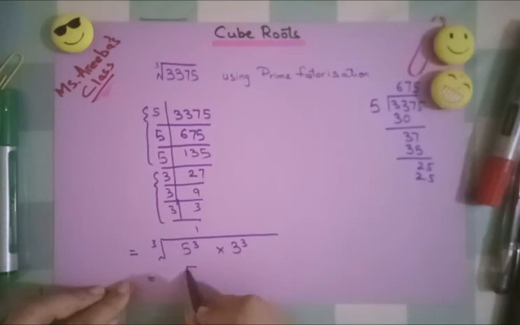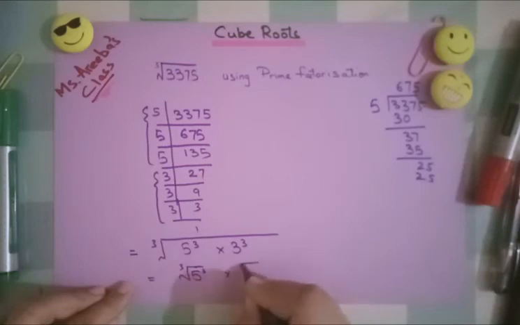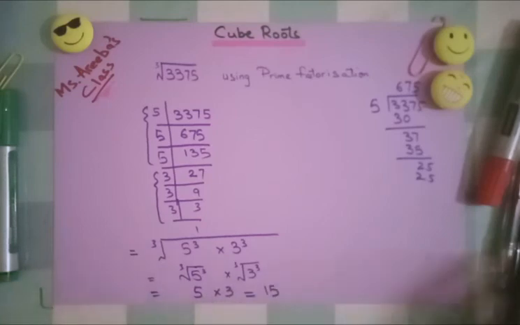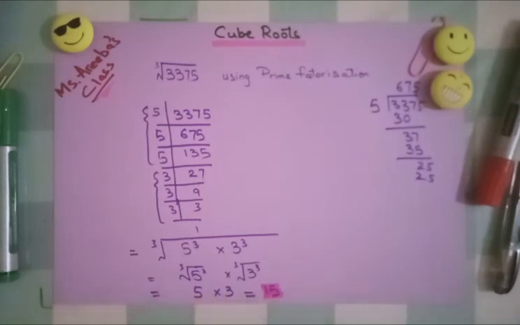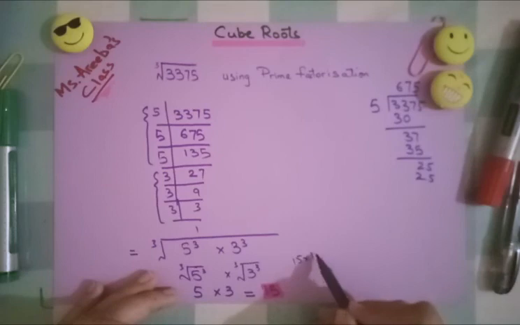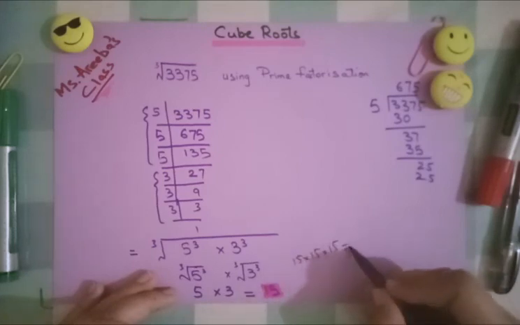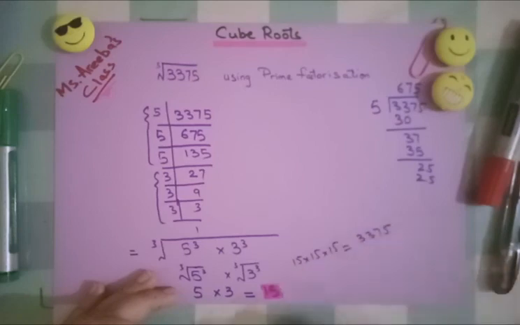In the next step, I will separate them: cube root of 5 cube multiplied by cube root of 3 cube, and they are opposite of each other, so it equals 5 multiplied by 3, which is 15. So this 15 is the cube root of 3375, and if you multiply 15 into 15 into 15, you may check it. 15 multiplied by 15 multiplied by 15 will give you 3375.